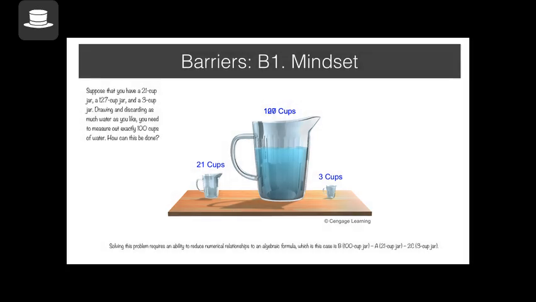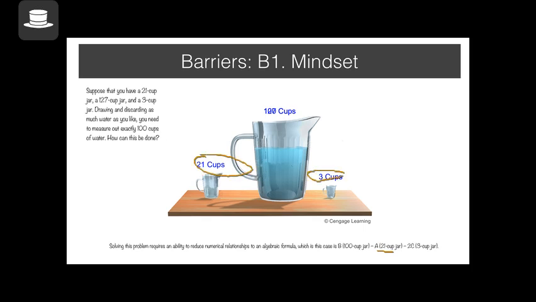Did you? Okay. The way to solve this problem requires you to reduce the relationship to an algebraic formula. What you can do is take the 21 cup jar out. So 127 minus 21 would be 106. Now you take the 3 cup jar twice. So it's basically B, which is this one, minus one jug of A and two jugs of C. So it's 127 minus 21 minus 2 times 3.